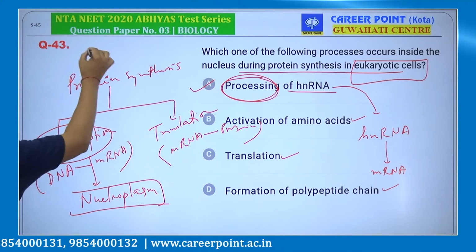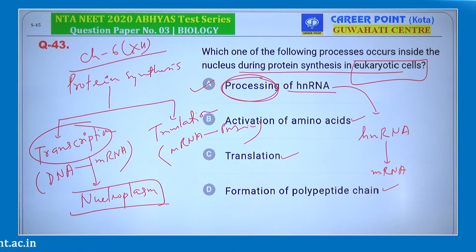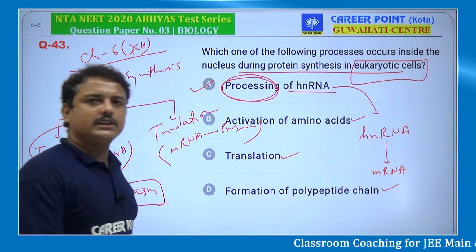Clear? Next. Remember, it is from chapter number 6, class 12, that is molecular basis of inheritance. Very important topic, that is processing of heterogeneous nuclear RNA.